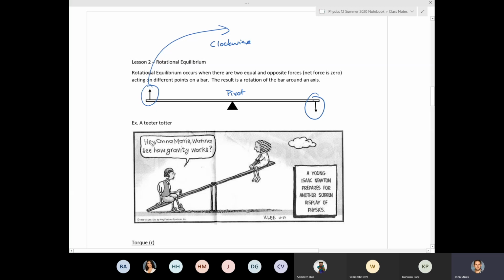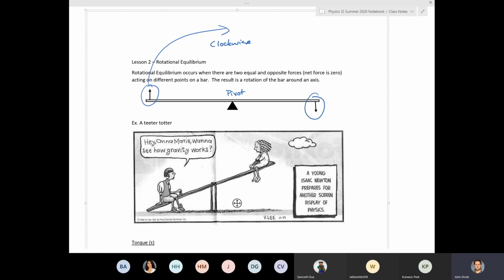When a force acts away from the pivot, it's going to cause rotation. You do this every day when you open a door. You're applying a force at the end of the door away from the hinge, which causes it to rotate around its hinge. You're using torque every day.